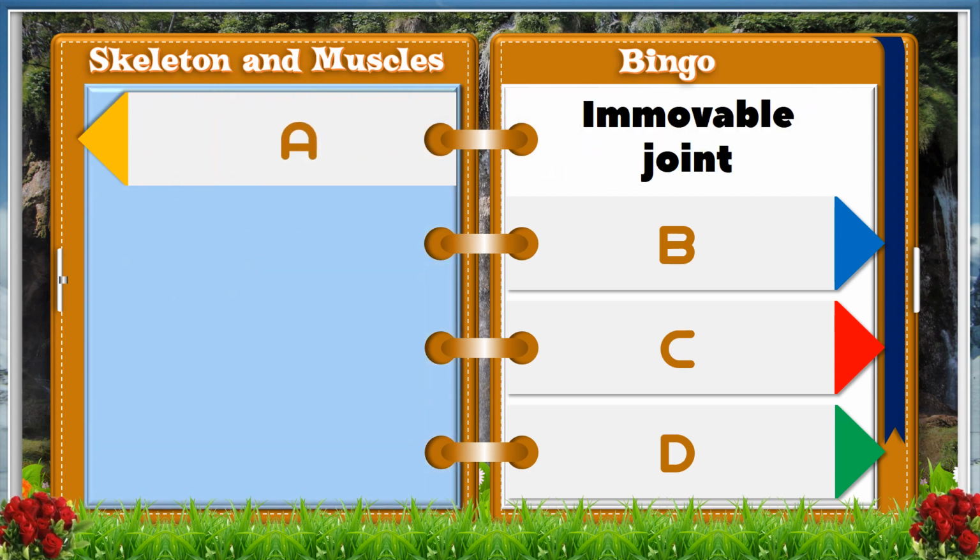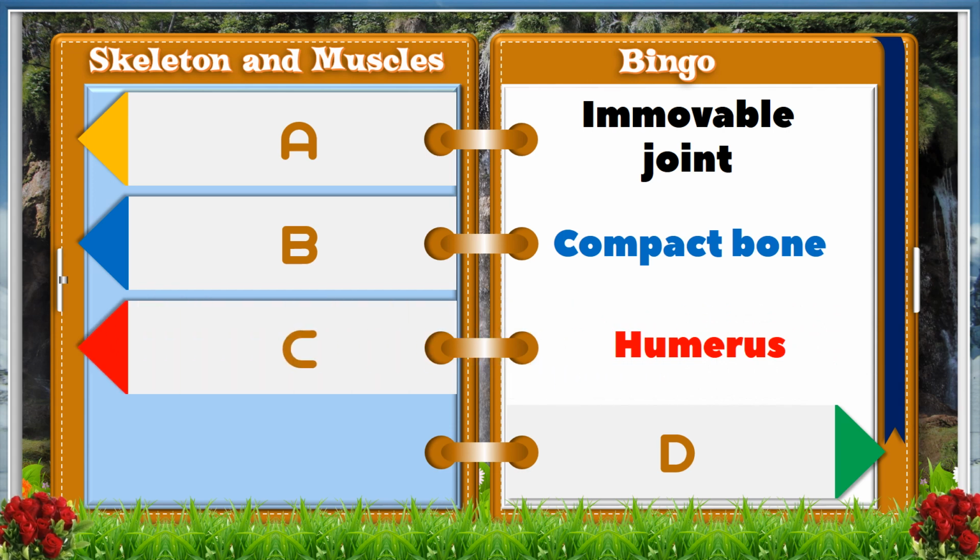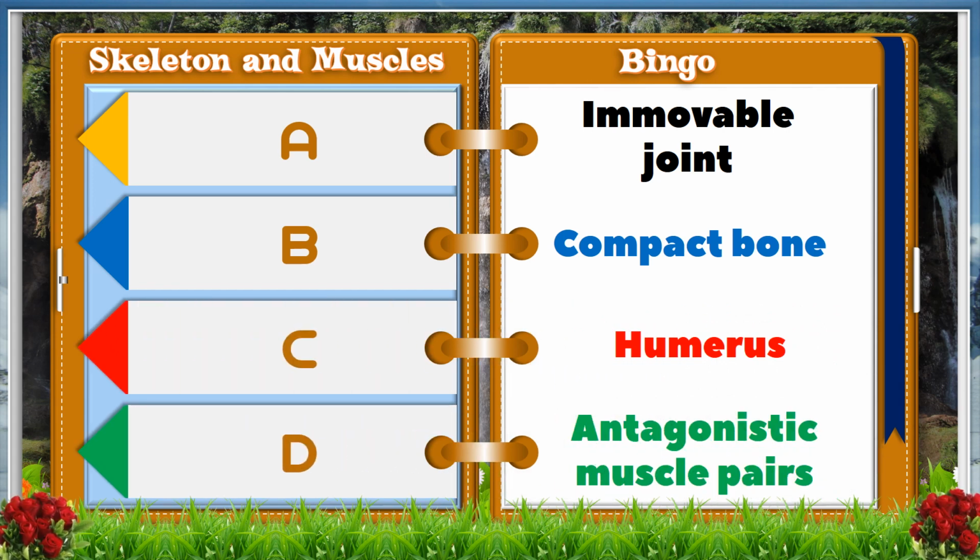A. Immovable joints. B. Compact bone. C. Humerus. D. Antagonistic muscles. And the answer is D. Antagonistic muscle pairs.